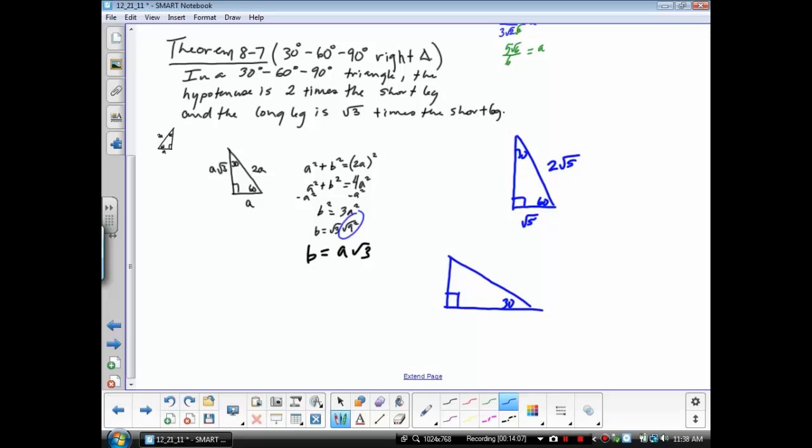What will the long leg be? Now you think, to find the long leg, you take the short leg times square root of 3. So you're going to take square root of 5 times square root of 3. What do you get from that? So square root of 15.